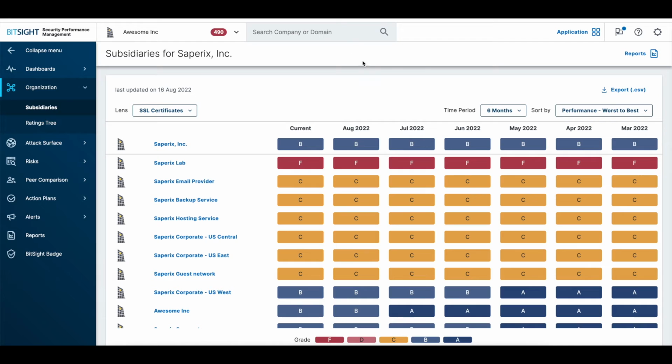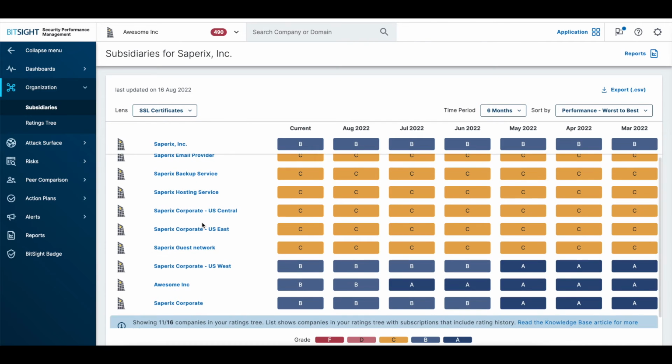Now, at any point here, I can easily download a CSV report for some internal reporting or a PDF report for external-facing use cases, like performance updates in a quarterly business review, or to circulate a leaderboard to all my subsidiaries on a monthly basis, fostering healthy competition among my extended network.